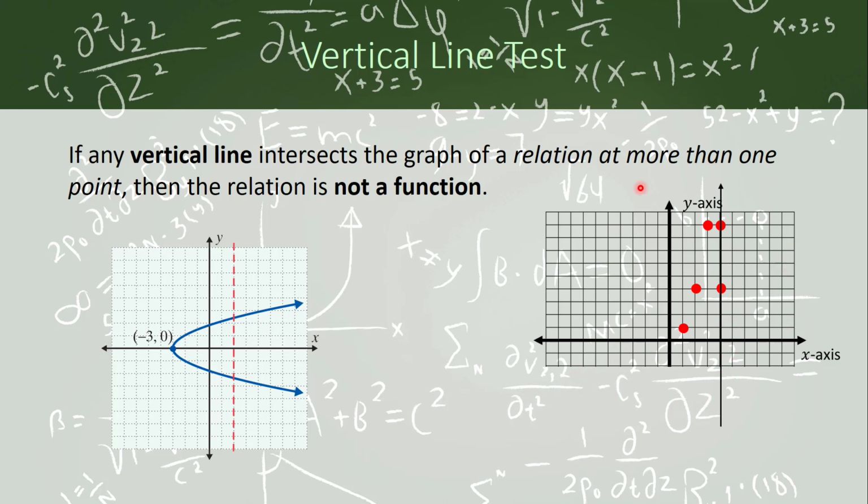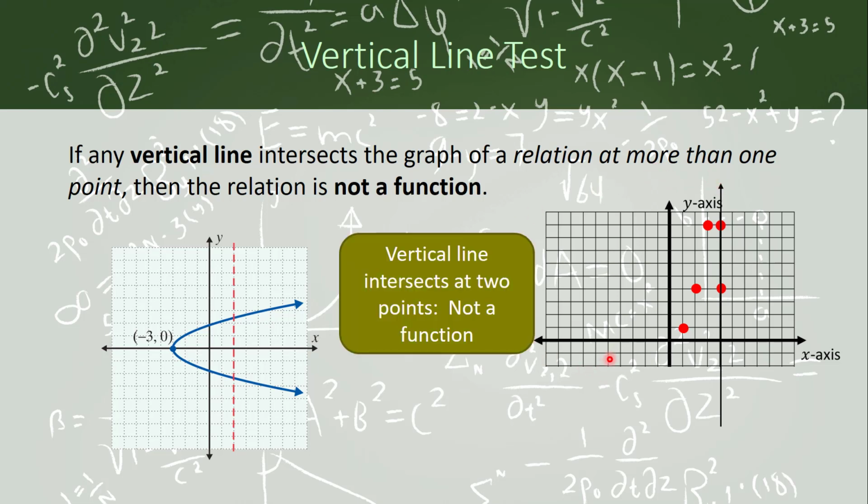So this vertical line test is a great visual way to identify relations and functions. And once again, it only has to hit 2 points once for that relation to be excluded from being a function. So these are not functions because, once again, the vertical line intersects at 2 points right here. And of course, for any value of x greater than -3, it's going to hit 2 points for this relation.